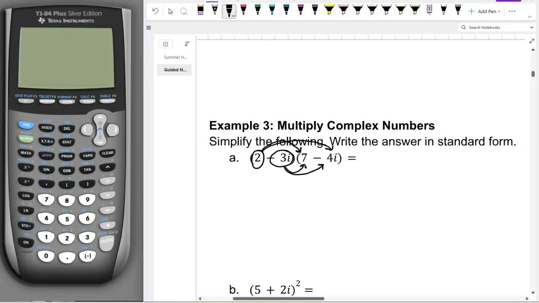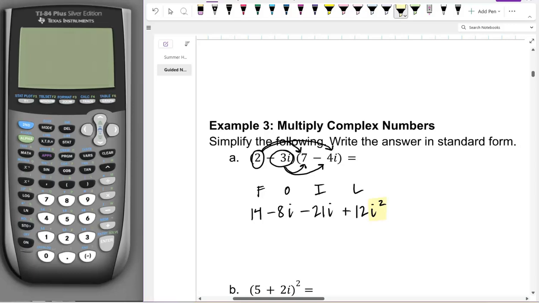If you remember from maybe Algebra 1, you might have used the abbreviation FOIL to make sure you got all four terms. That's going to be similar here. So the first times the first, 2 times 7 makes 14. The outside number is multiplied. 2 times negative 4i will give me negative 8i. The inside's negative 3i times 7 is negative 21i. And the last two are negative 3i times negative 4i. That's positive 12i squared.